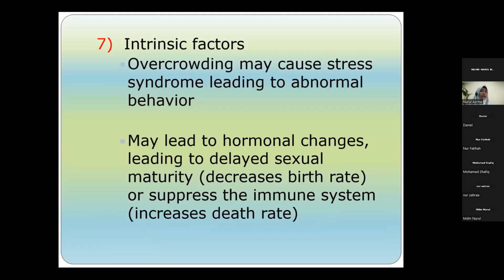And factor number 7 is intrinsic factor, faktor dalaman. Living in an overcrowded environment can cause stress. Kan? You just bayangkan bilik awak 4 orang, tapi ada lagi 4 orang squatting kat bilik awak. Kan? So you akan rasa tak selesa. So overcrowding can cause stress syndrome that leads to abnormal behavior. This abnormal behavior can also lead to hormonal changes, which somehow affect the maturity of sexual development. Thus it will decrease birth rate and also suppress the immune system, which will increase the death rate.